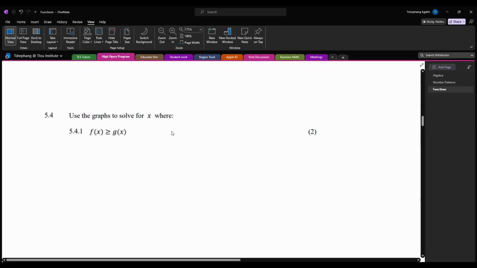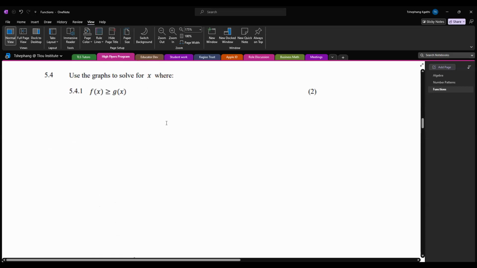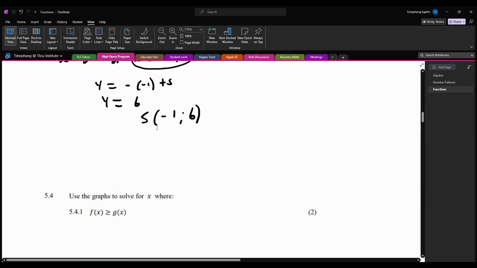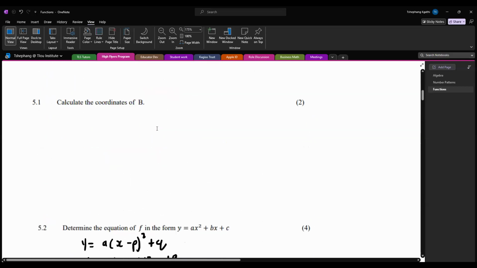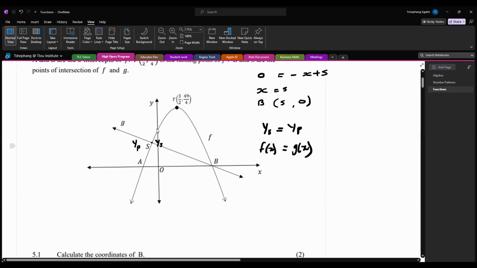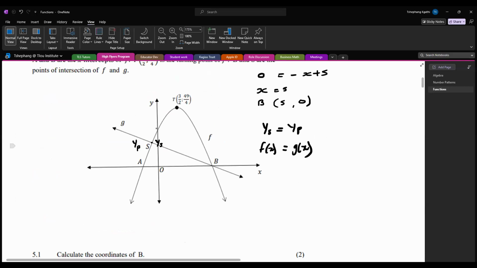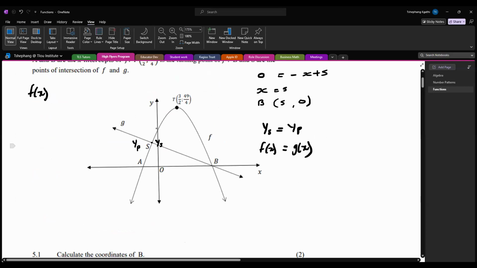Okay? Now, interesting question. Use the graphs to solve for x where f of x is greater or equal to g of x. Okay, let's go back to our graph. Let me just write it here. F of x is greater or equal to g of x.